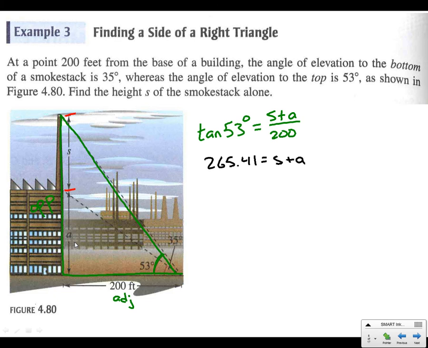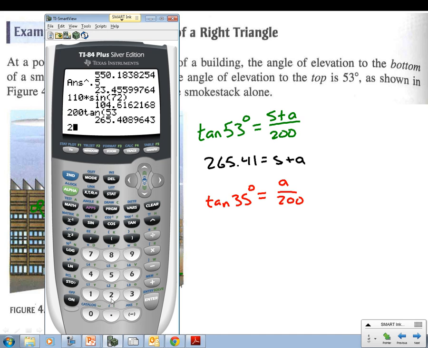Now let's just figure out A, because if we do A, we could just use this triangle. And we do know that the smaller angle in here is 35 degrees. So on this one, we could say the tangent of 35 degrees is A over 200. Still opposite over adjacent. Let's figure that out. So 200 tan 35. And we get 140.04.